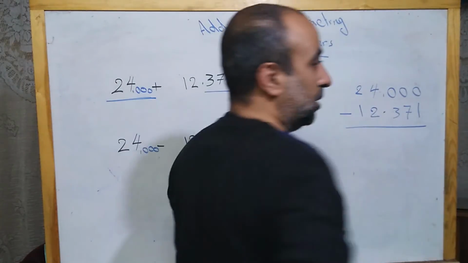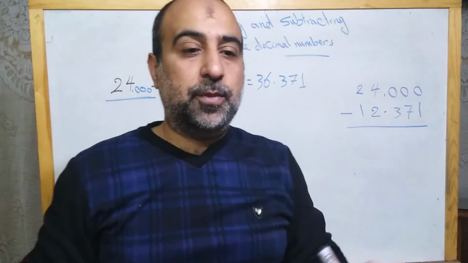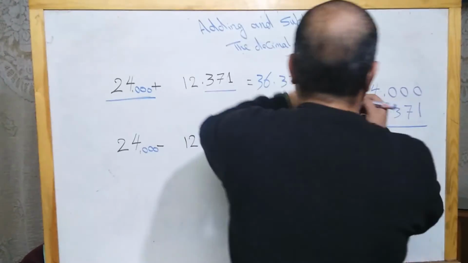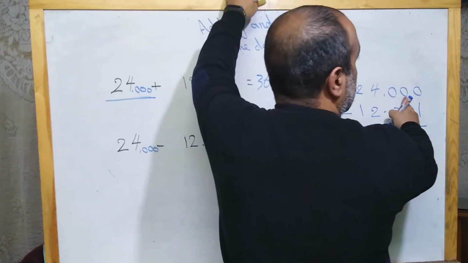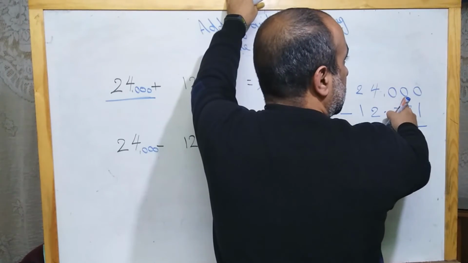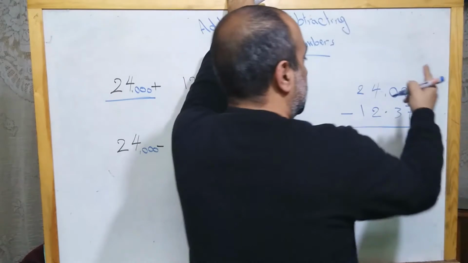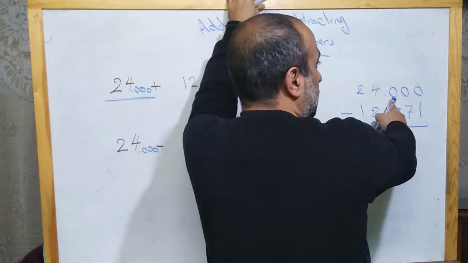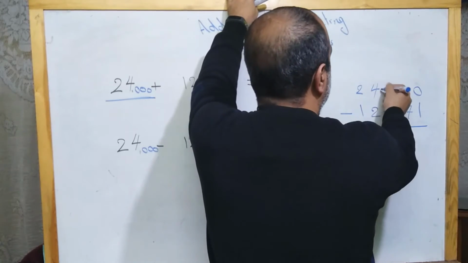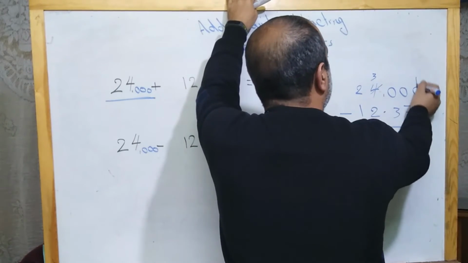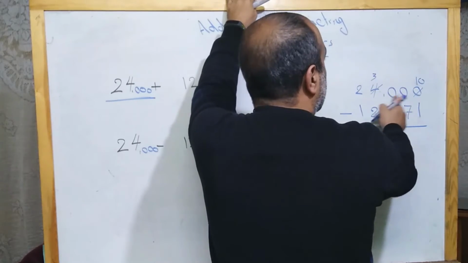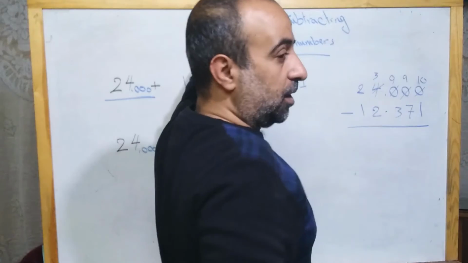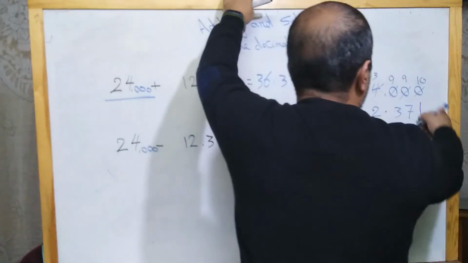0 minus 1, it is not possible because 0 is less than 1. We will take 1 from the next. The next is 0. It has no numbers. It has no 1. Take 1 from the next. It's also 0. Take 1 from the next. 4 becomes 3. 0 becomes 10. And the 2 zeros in the middle will be 9 and 9. I think you know that. 10 minus 1 equals 9.